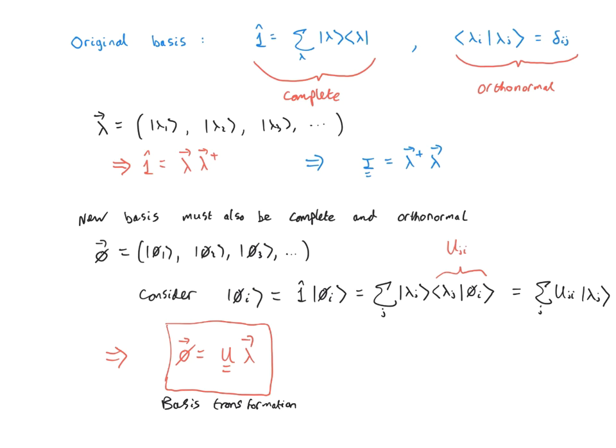And elements of this matrix U are exactly these U, I, J numbers that we were talking about previously. So how can we guarantee that our new basis is complete and orthonormal?